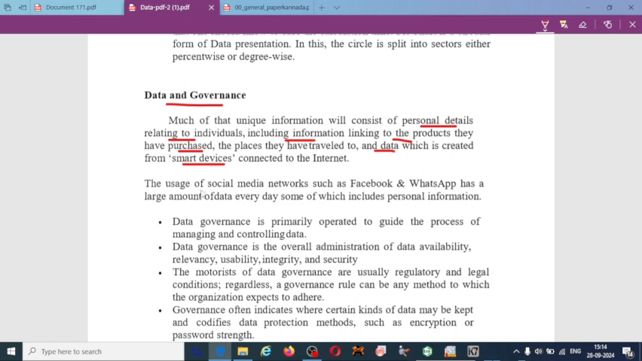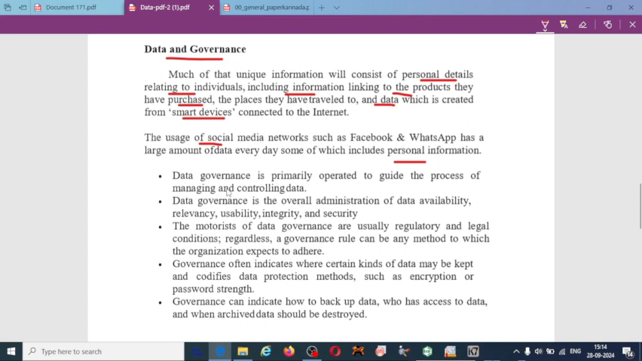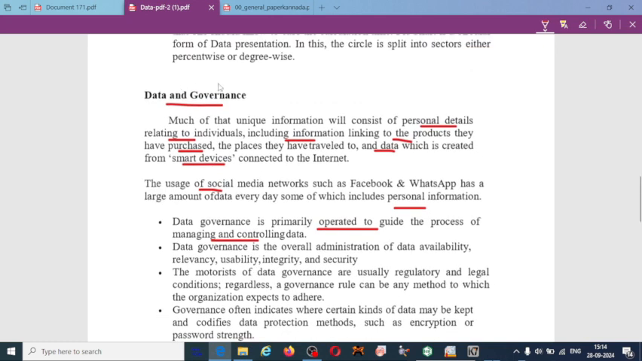The usage of social media like Facebook, WhatsApp has a large amount of data every day, some of which includes personal information as well. So if you have a huge amount of data, how you can represent it, how you can govern that data. Data governance is primarily operated to guide the process of mapping and controlling data. Don't think about what governance represents. Here governance means how actually you are going to handle the data.